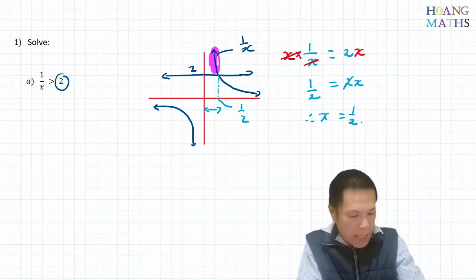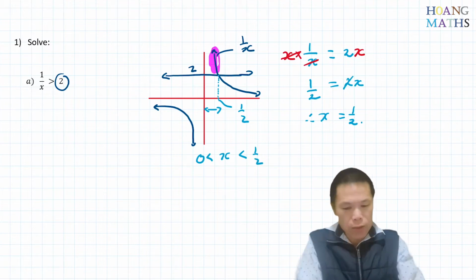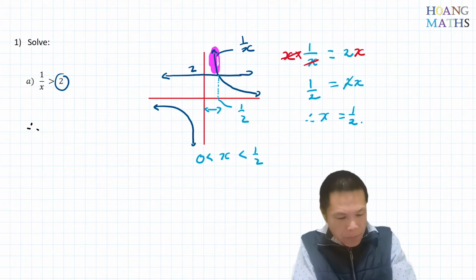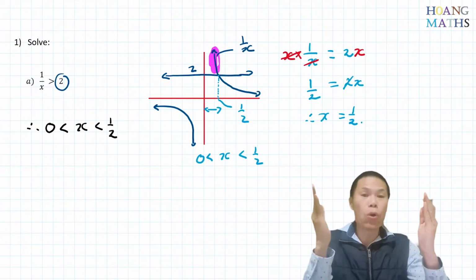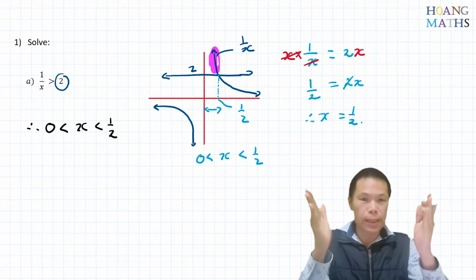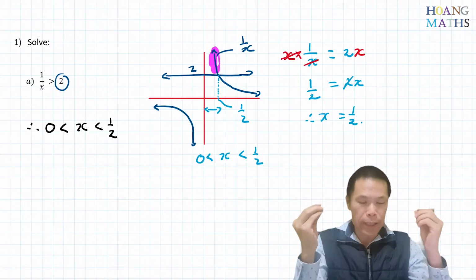So therefore, the answer is between 0 and 1/2. That's the answer, right? So let me just write this down. So therefore, x is less than 1/2, of course greater than 0. And there is no equal sign because 1 over x is greater than 2. This is the answer. Let's do it algebraically.